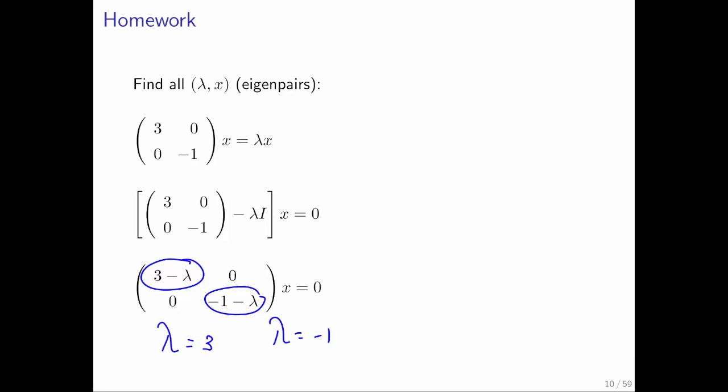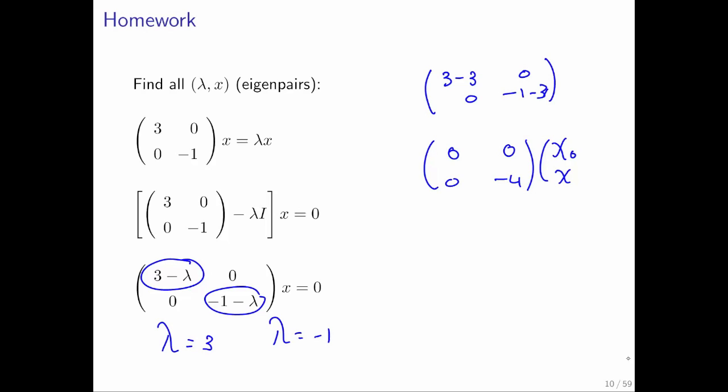And if you then look at the matrix 3 minus 3, minus 1 minus 3, 0, 0, notice that that's the matrix 0, 0, 0, minus 4. And for what vectors is that true? Well, that's true for any vector that is a multiple of the vector 1, 0. So we might want to settle for the eigenpair 3, (1, 0).